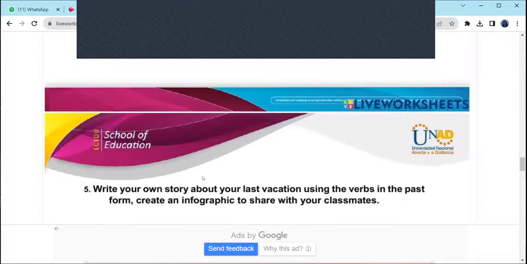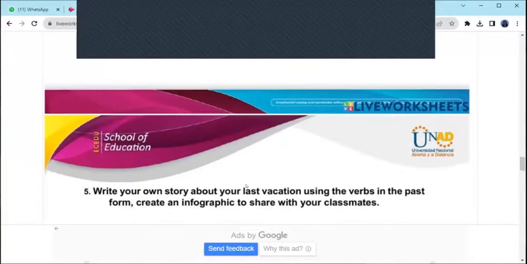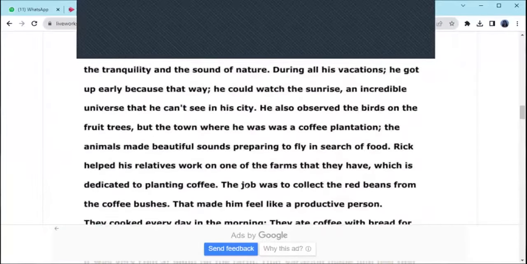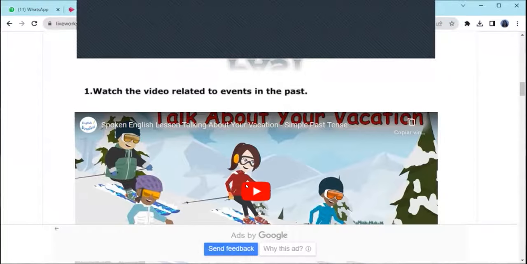Here, this is a written exercise. The number five says write your own story about your last vacation using the verbs in the past form. Create an infographic to share with your classmate. But in this case, we're just going to write a story about our last vacation in the number five. Okay, let's listen to the first exercise together. This is the number one.